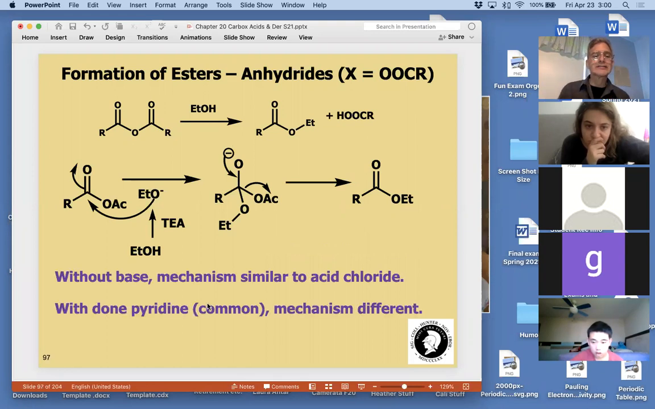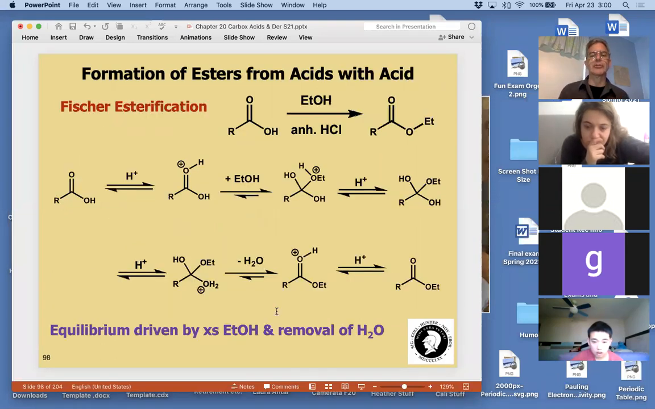Okay, and that's just, these can be done without acid chloride, but usually aren't. And pyridine is used, and I'm going to show a mechanism for that some other time.